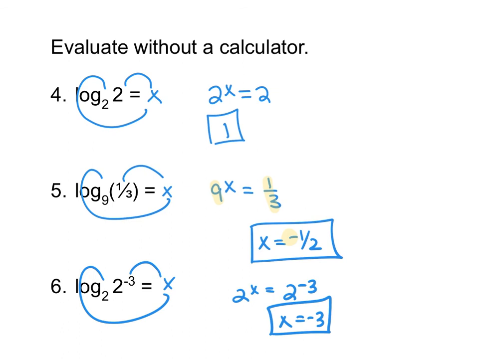Number 6 should be pretty easy once you rewrite it, because you're going to notice that because the bases are the same, 2 and 2, the powers also have to be the same to make this true, so x has to be equal to negative 3.